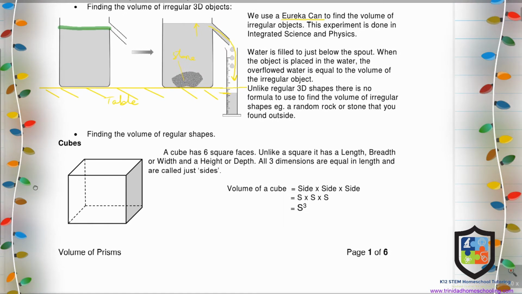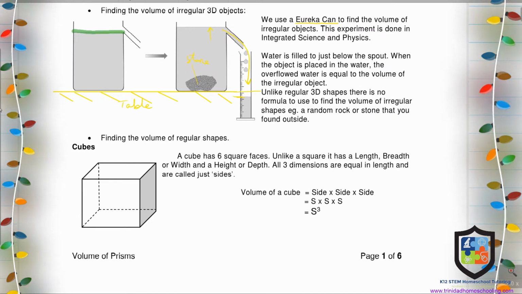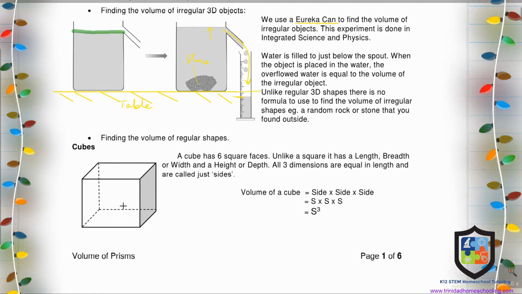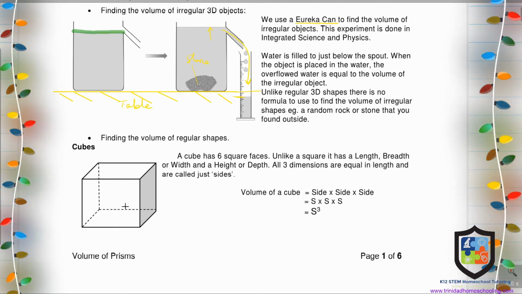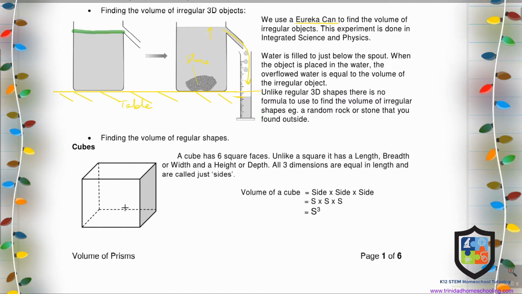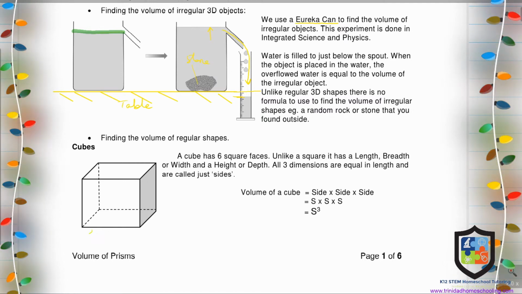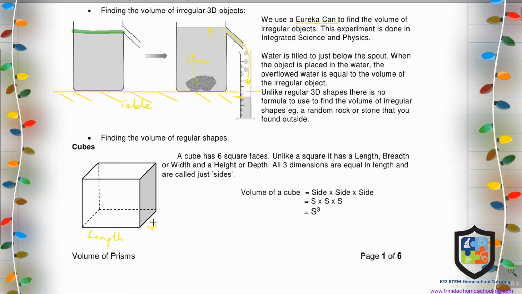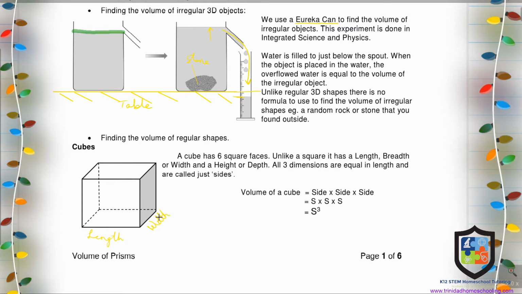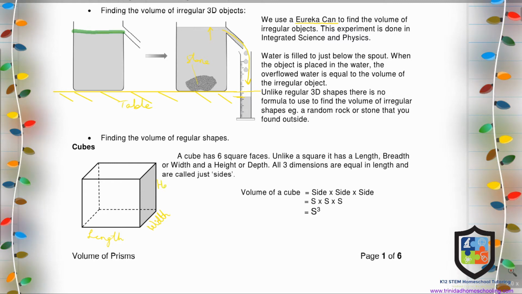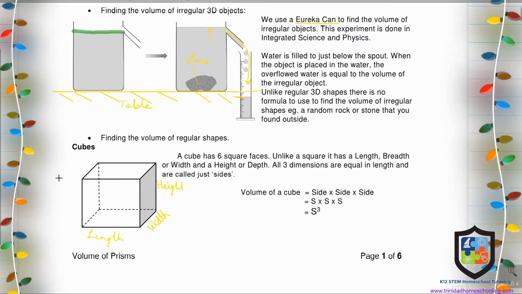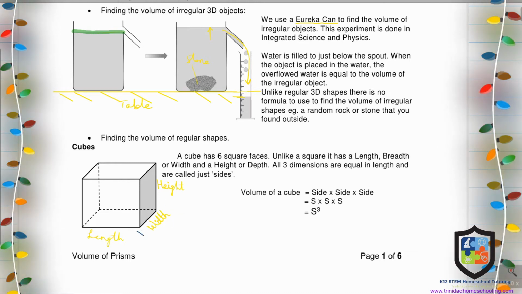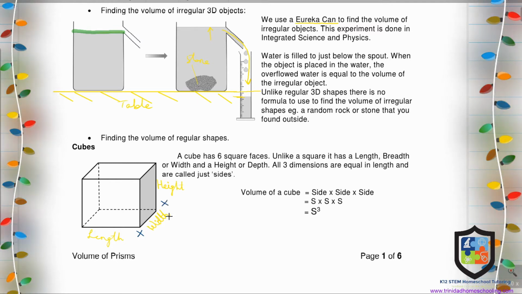Now let's look at finding the volume of a regularly shaped object. The first object we looked at is a cube. We know that a cube has 6 square faces, and unlike a square, it has a length, a breadth or width, and it has a height or a depth. This is why we call these shapes 3-dimensional objects. It has 3 dimensions: a length, a width, and a height.